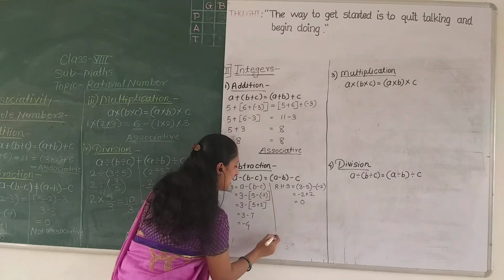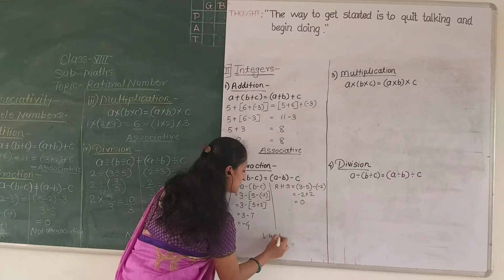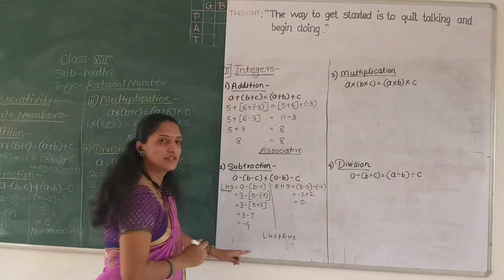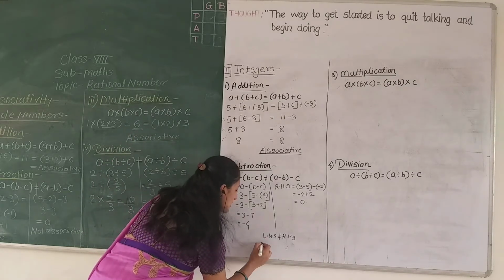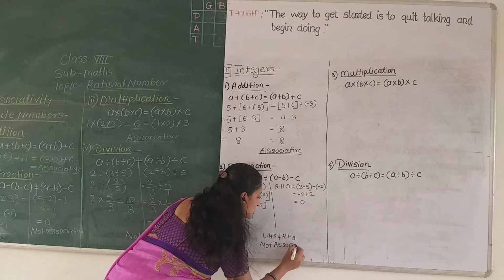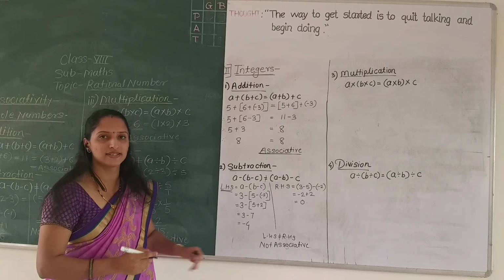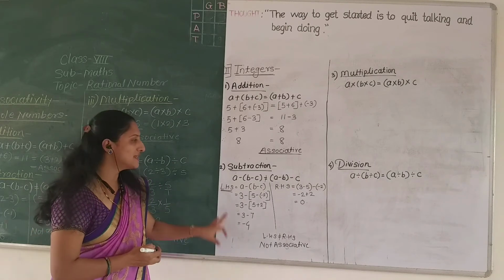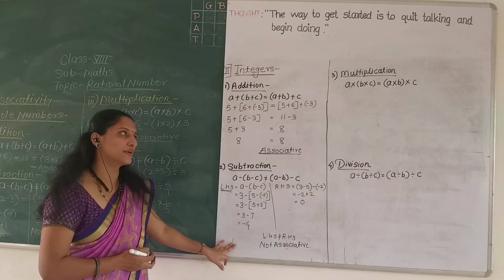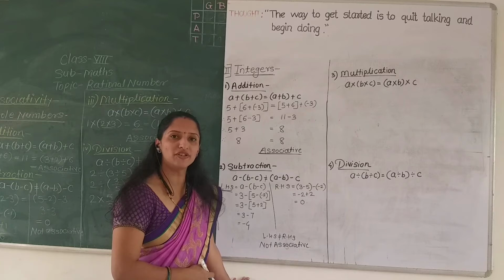That means LHS is not equal to RHS. So this shows that subtraction is not associative for integers. Okay students, do you understand this, associativity for addition and subtraction? Then shall I go for the next mathematical operation?